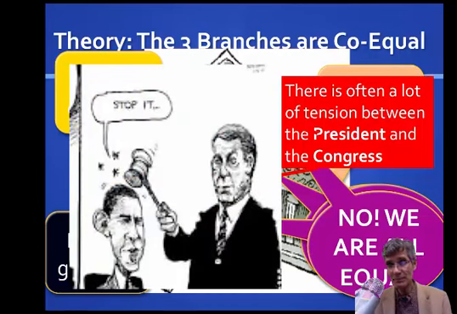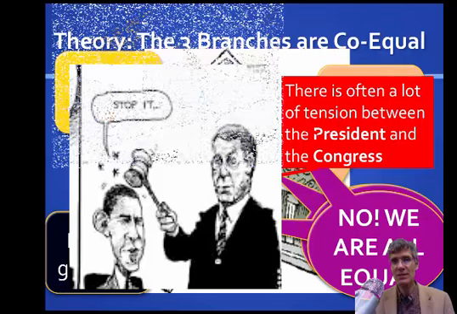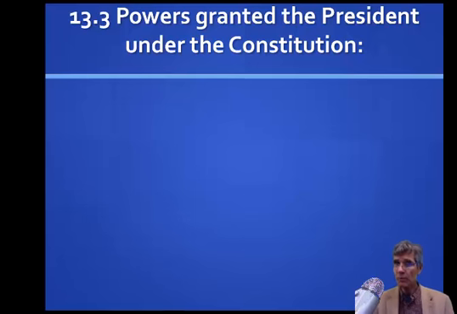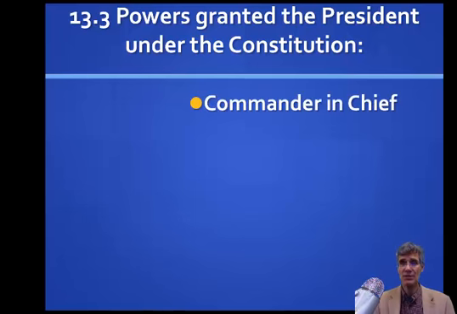show. Here's John Boehner, the Speaker of the House of Representatives, obviously at odds with the president there. And here's a political cartoon showing this toilet paper, which has got the Constitution written on it, being thrown back and forth between the president and the Congress. So there are tensions. Well, what are the powers that the president has under the Constitution?